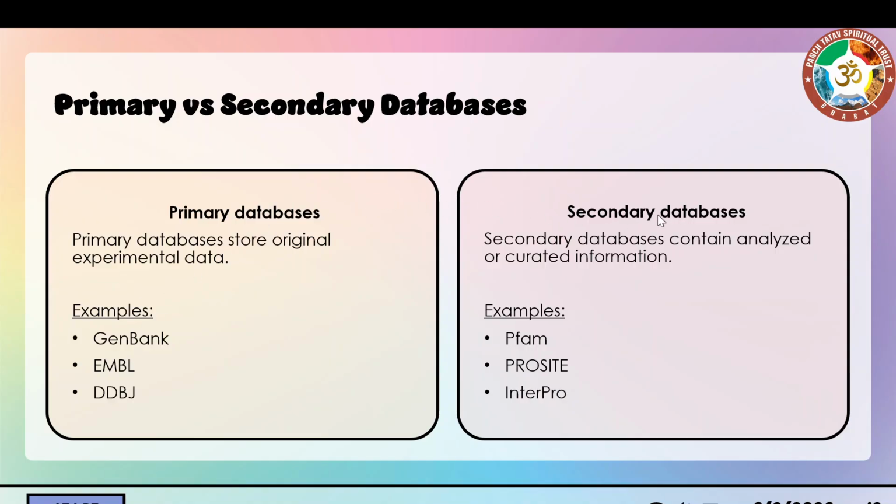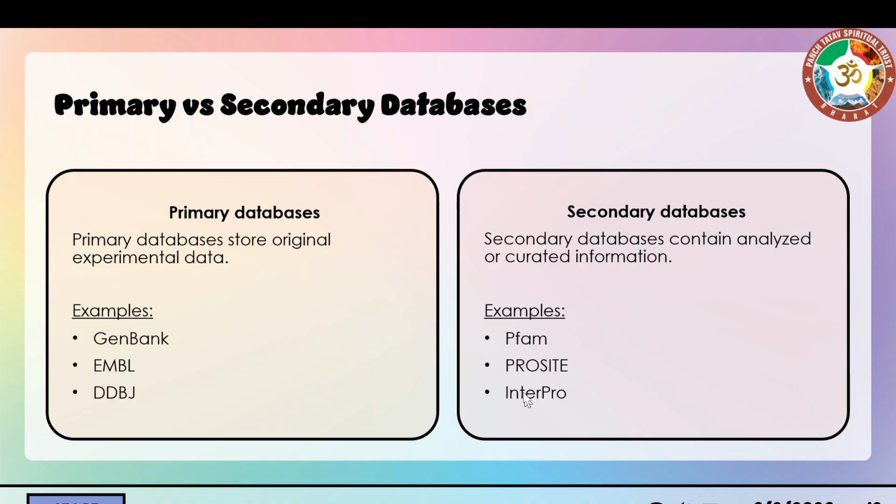Okay, so the second type of database we have is the secondary database. These secondary databases contain the analyzed information. Now what do we understand by analyzed information? These databases store the analyzed information which is derived from the primary database. Primary databases store the original experimental data. If someone analyzes this original experimental data, they will have more information. That information is stored in secondary databases.